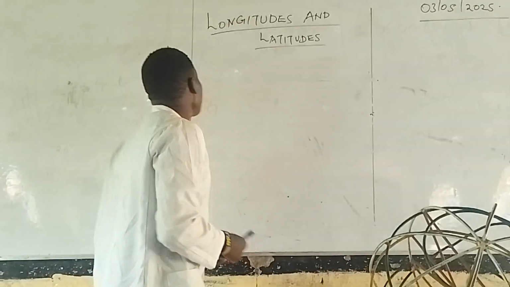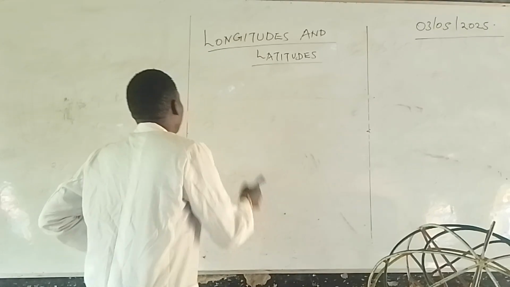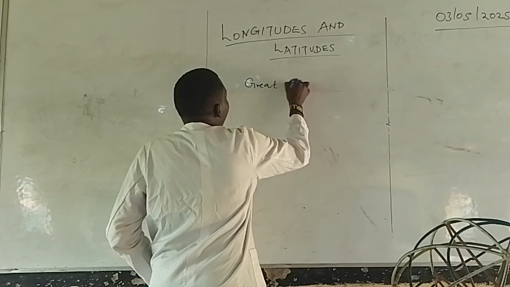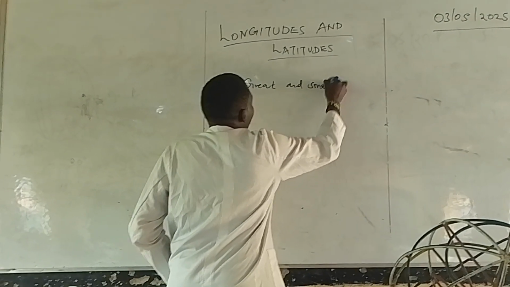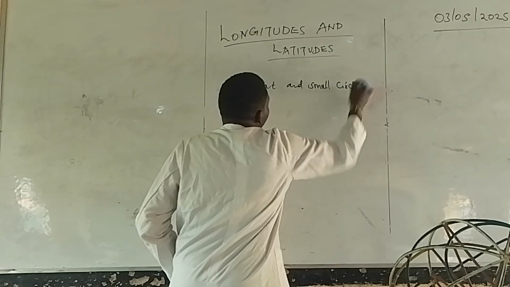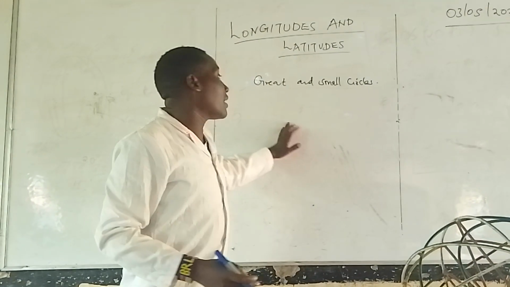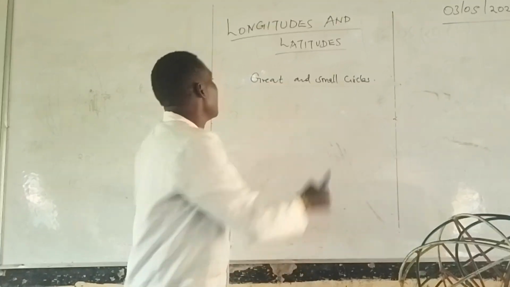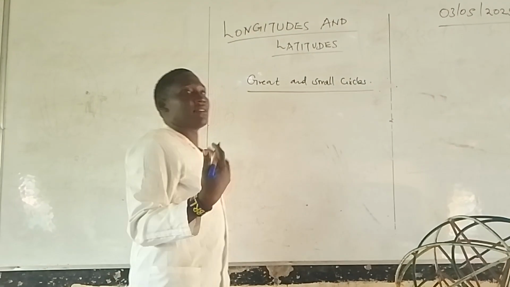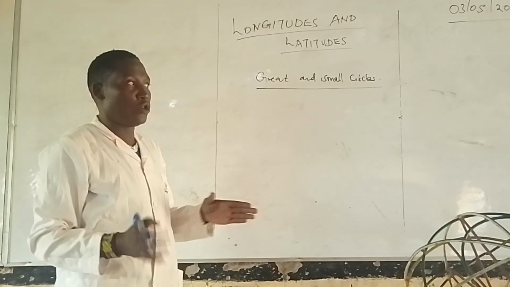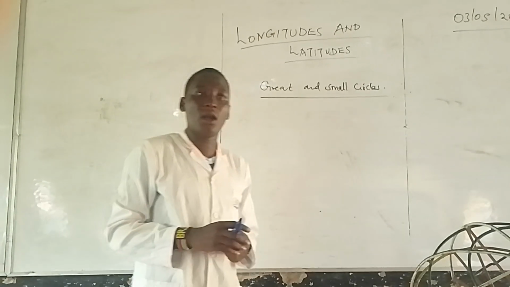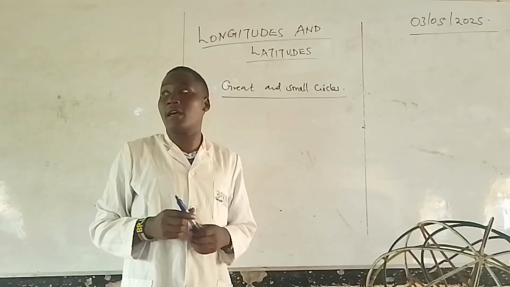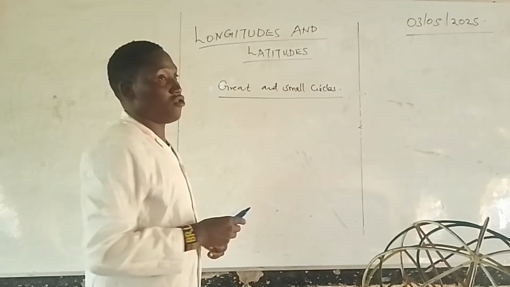So up to where we are, we've realized that we've got great and small circles. And we've said that great circles are circles that divide the globe into two equal parts. Then we've said that small circles are circles that do not divide the globe into two equal parts, with an exception of the equator.